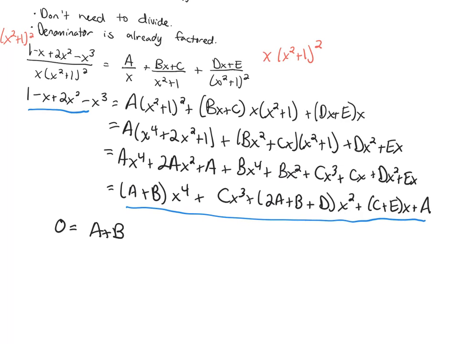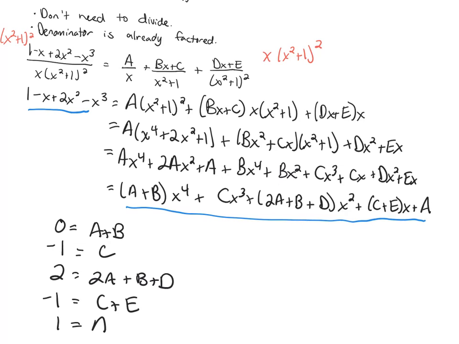My coefficient of x cubed is negative 1 on the left, so that's what's equal to C. My coefficient of x squared, 2, equals 2A plus B plus D. My x coefficient, negative 1, equals C plus E. And then my constant was 1, which is equal to A. Okay.